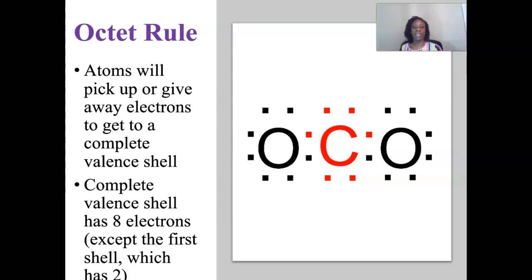All right, so remember I said that an atom will either pick up electrons from another atom or give away some of its own electrons. Now, how do we know which option the atom is going to choose? Is it going to pick up electrons or is it going to give electrons away? Well, that's easy. Whatever choice is easier. Whatever option gets that atom to a full valence shell faster and easier and quicker, that's the one that the atom's going to go with.